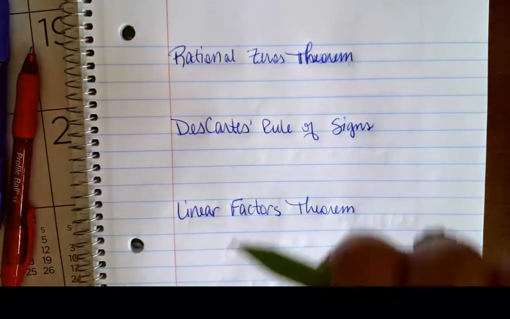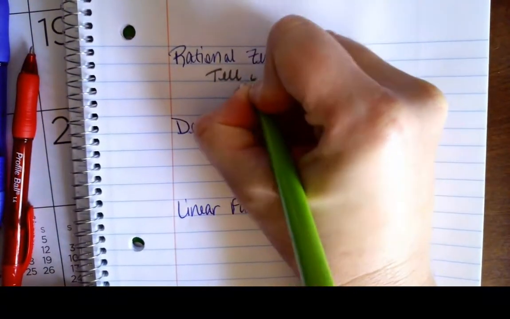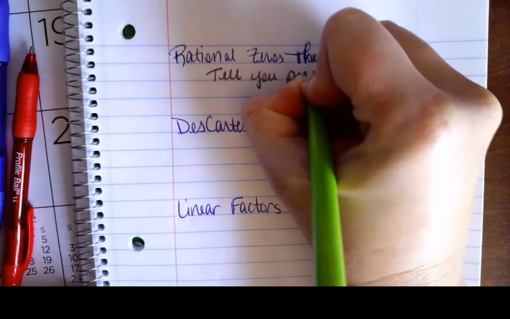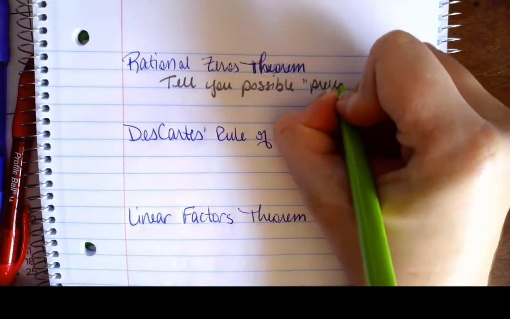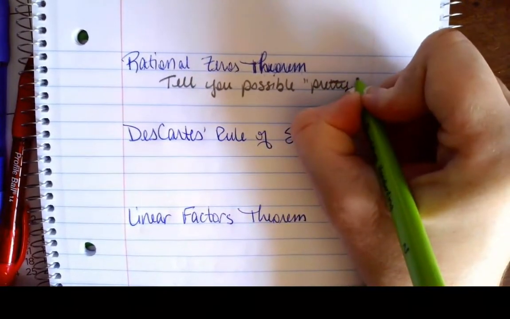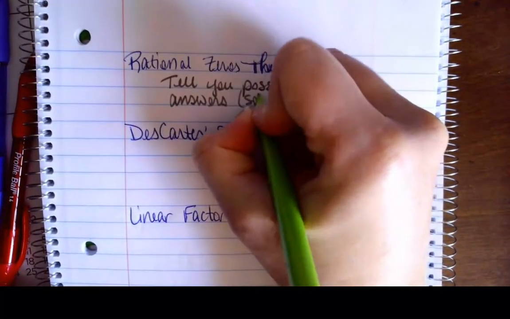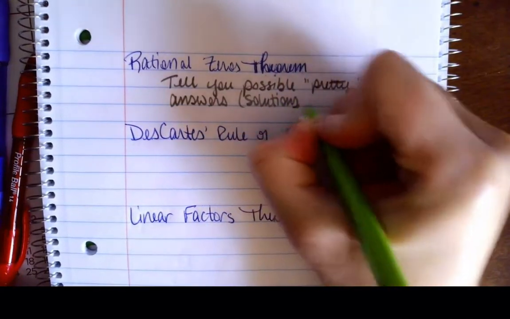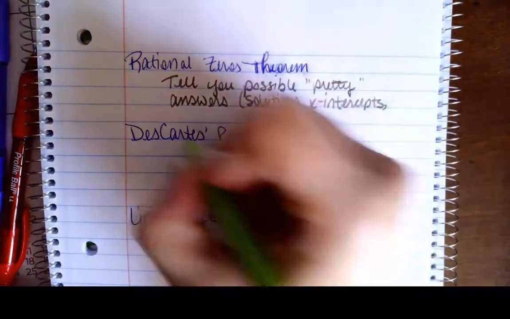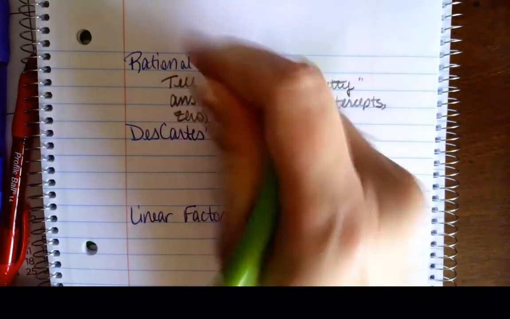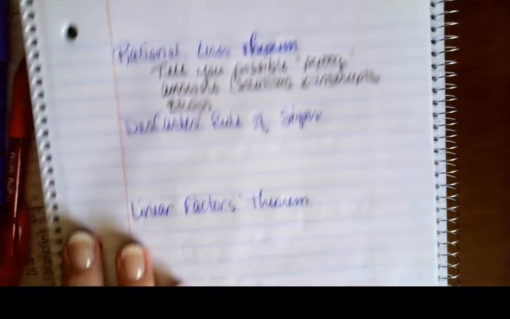So, we have the rational zeros theorem. It will tell you possible pretty answers or solutions, which are also x-intercepts, which are also zeros. Zeros. Okay? So that is the rational zeros theorem.